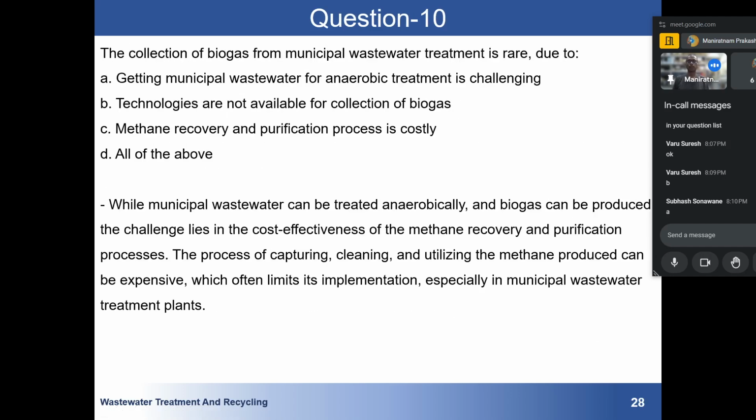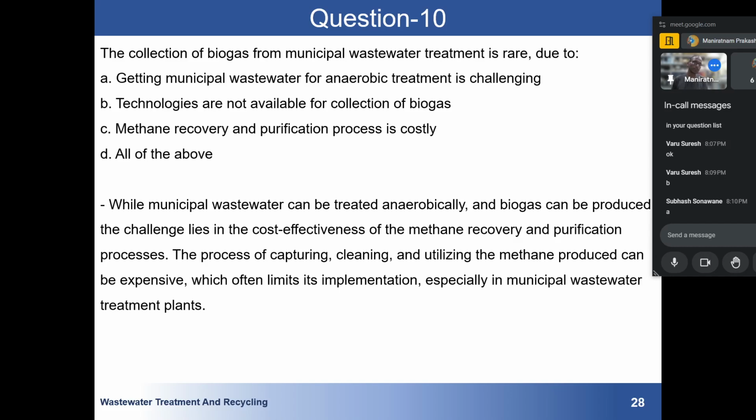The collection of biogas from municipal wastewater treatment is rare due to: getting municipal wastewater for anaerobic treatment is challenging; technology is not available for collection of biogas; methane recovery and purification process is costly. So we will go by one. While municipal wastewater can be treated anaerobically and biogas can be produced, the challenge lies in the cost effectiveness of methane recovery and purification. Whatever gas is getting produced, we cannot directly use it. We have to purify it because it might contain some other gases also, though in very small amounts.